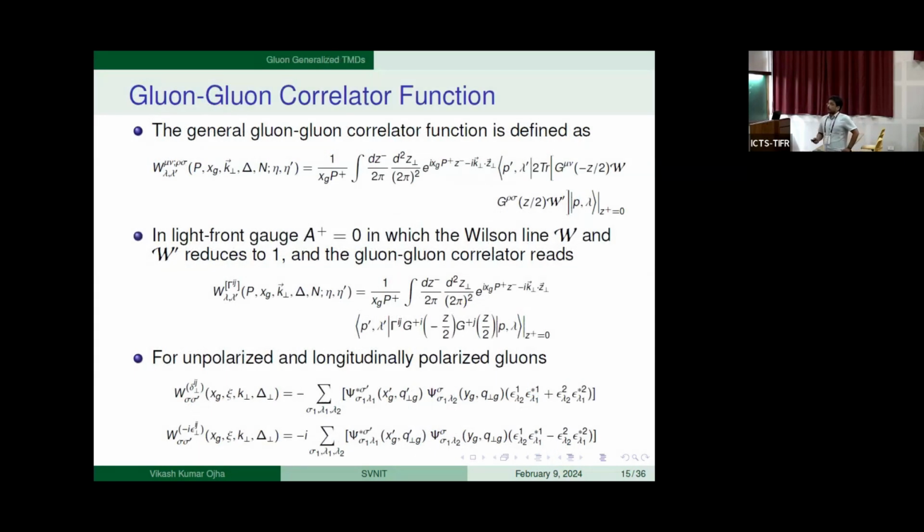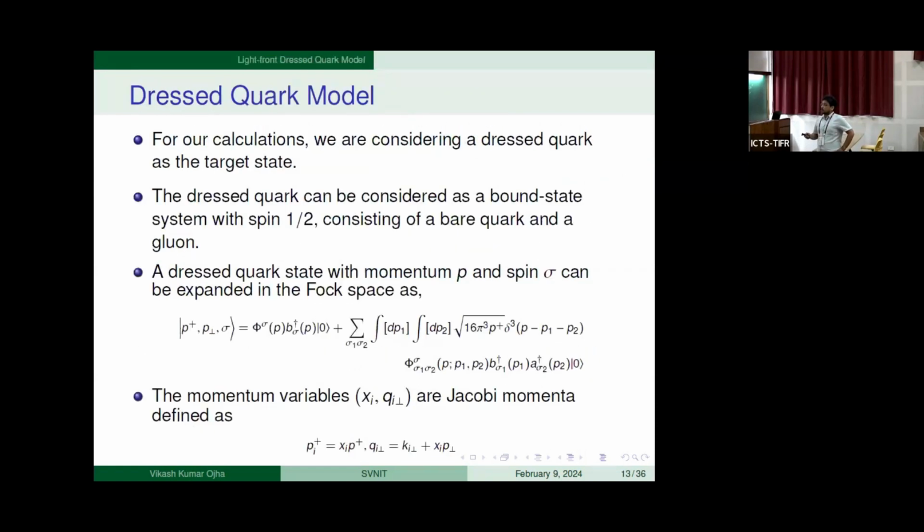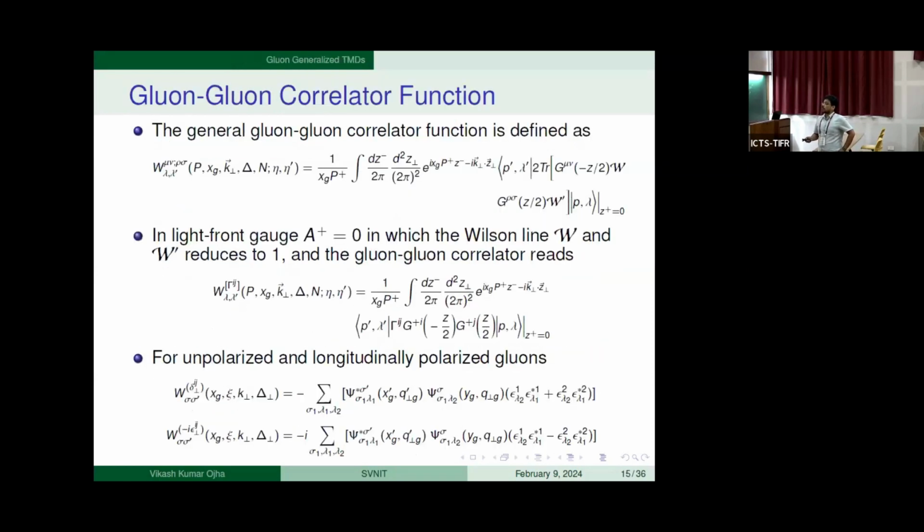Okay, so this is again the gluon correlator, whose definition I have already shown. But what I would like to say is that we can also write this gluon correlator as an overlap of light front wave functions. These are the light front wave functions associated with the two particle Fock state, and using this we can easily calculate these gluon correlators for the various combinations.